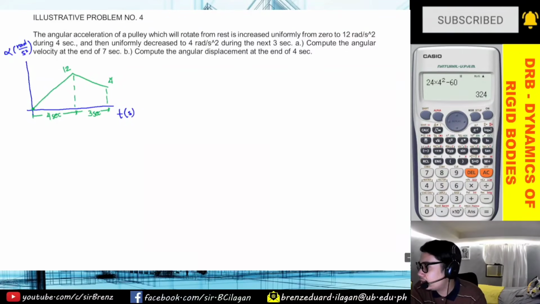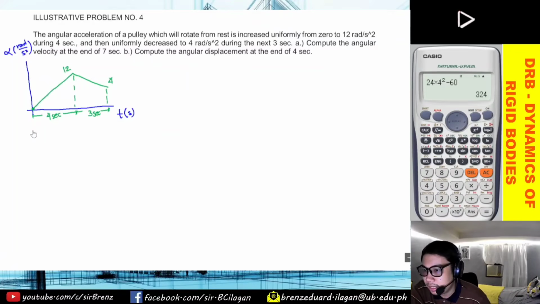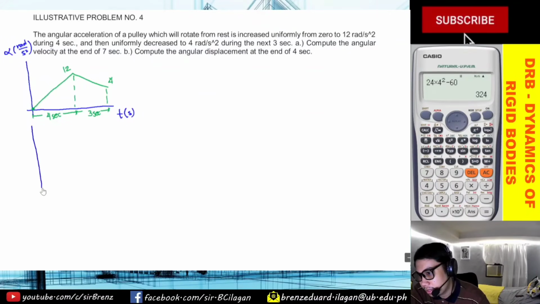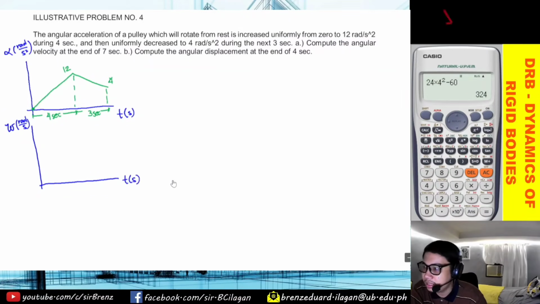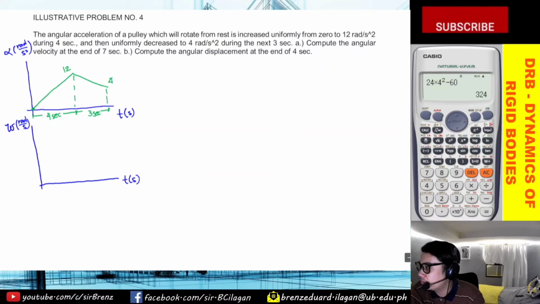Okay, so next, i-plot naman natin yung kanyang angular velocity diagram. So this is in omega. So the unit of this is in radian per second. So this is the time again. So this is in seconds. So paano ba natin siya i-drawing?